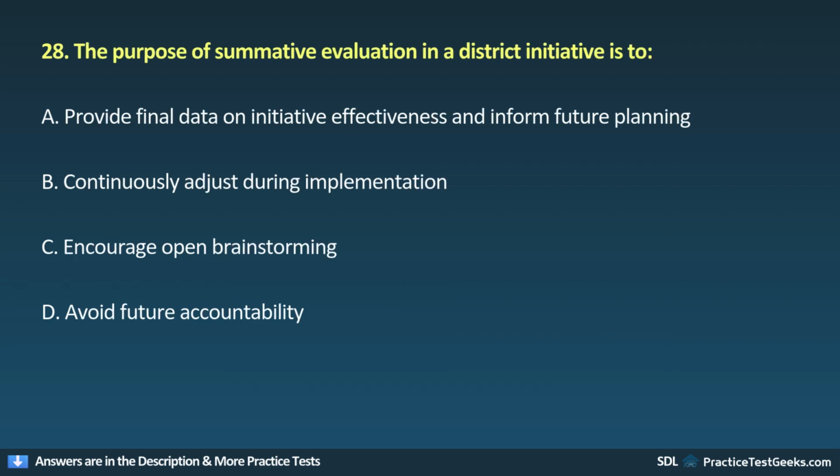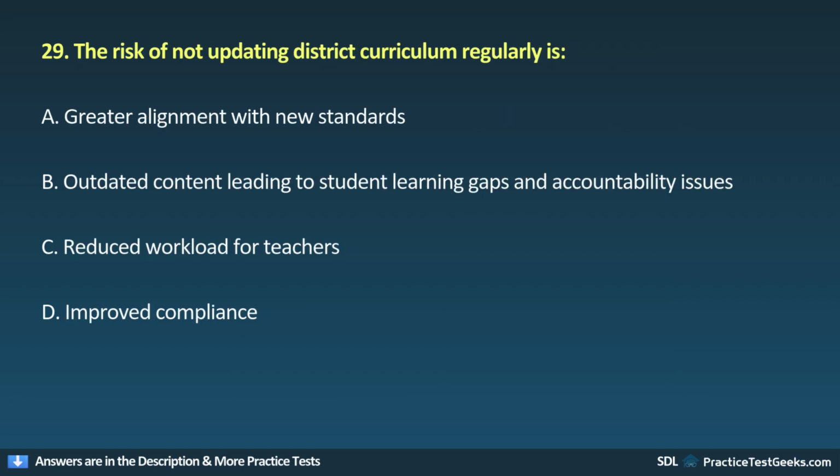28. The purpose of summative evaluation in a district initiative is to: A. Provide final data on initiative effectiveness and inform future planning. B. Continuously adjust during implementation. C. Encourage open brainstorming. D. Avoid future accountability.